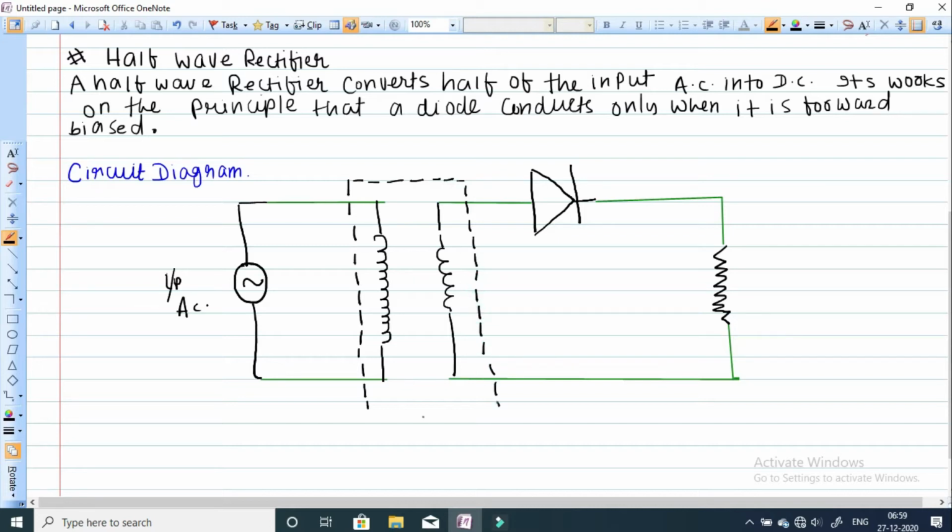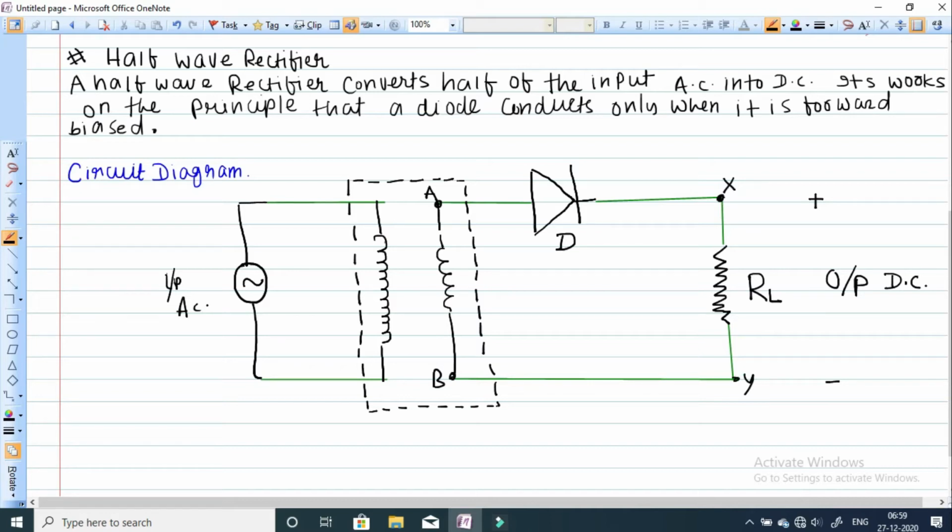Now we can mark the terminals. This is your diode D. This is your resistance RL, the load resistance. Here we will get the output across this resistor. The output will be in the form of DC. We can mark the terminals: this terminal is A, this terminal is B, this terminal is X, this terminal is Y.